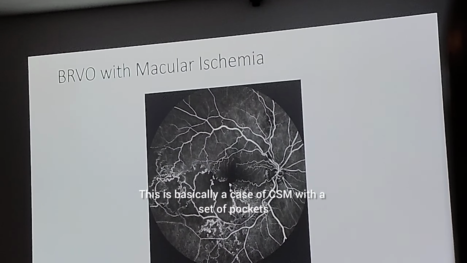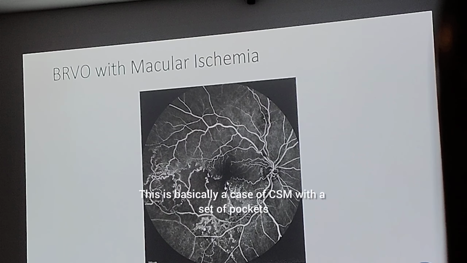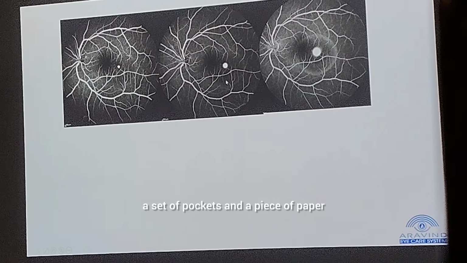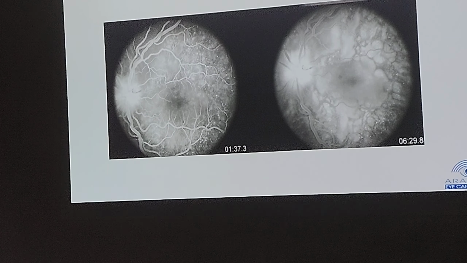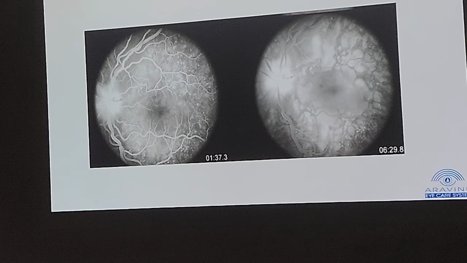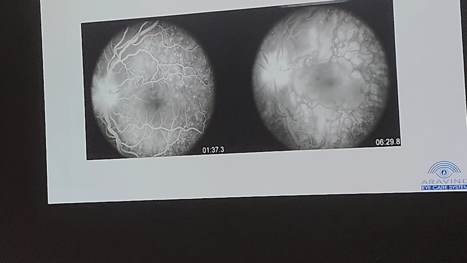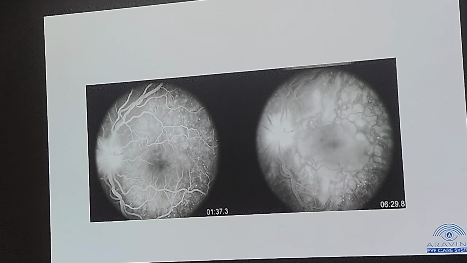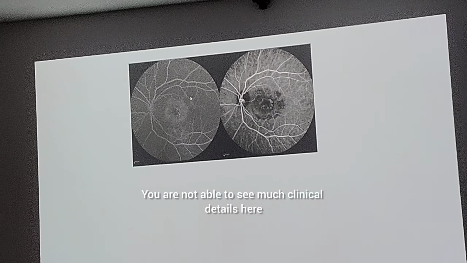Where it's supposed to be around here, in this area, there are no vessels, right? Yes, pockets of hyperfluorescence are seen. So this is basically a case of CSCR with subretinal pockets. These are pockets and points of leakage.